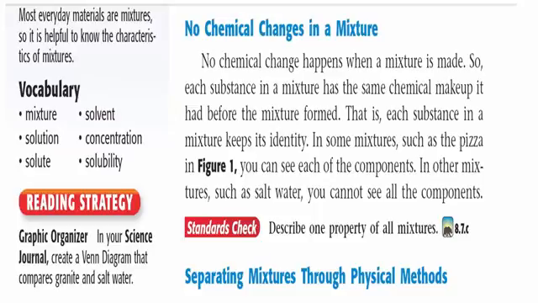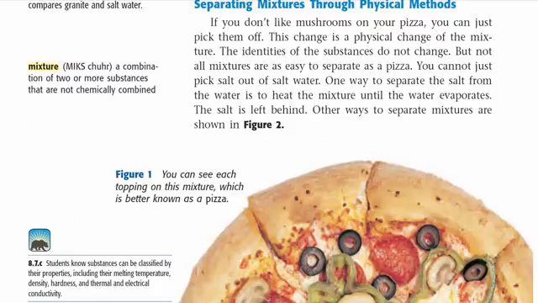In some mixtures, such as the pizza in Figure 1, you can see each of the components. In other mixtures, such as salt water, you cannot see all the components. Separating mixtures through physical methods. If you don't like mushrooms on your pizza, you can just pick them off. This change is a physical change of the mixture. The identities of the substances do not change.